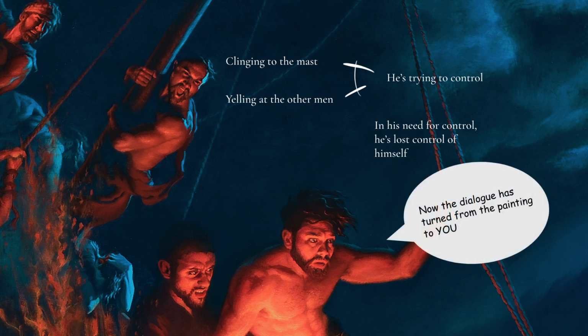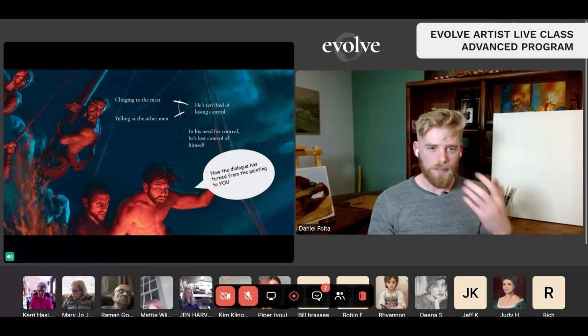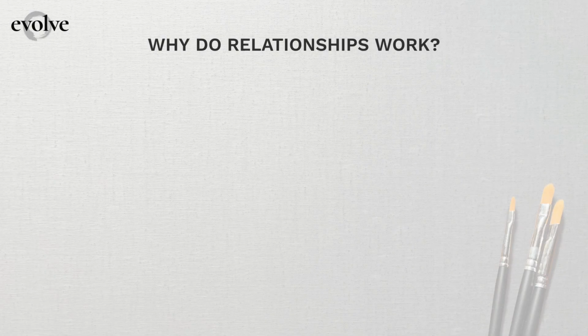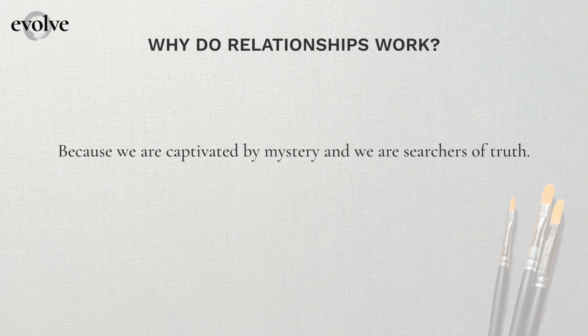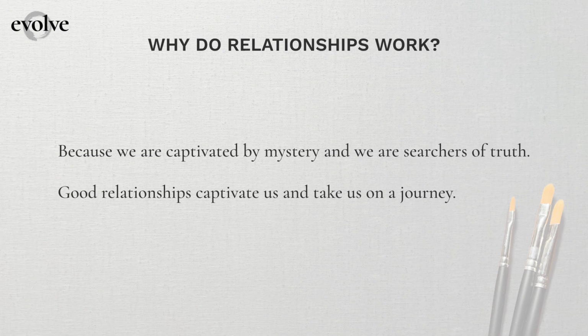Once you get into that and you have these relationships that convey the meaning, and if they're relationships that are applicable, then the dialogue goes from the painting back to you in your own life. You think, man, I've had times in my life when I wanted control and I lost my control. And so again, relationships are powerful, and that's how the meaning and story gets conveyed. Why do relationships work? Because we as humans are captivated by mystery and we are searchers of truth. And that's a big passion of why I love making narrative art. Good relationships captivate us, they take us on a journey.